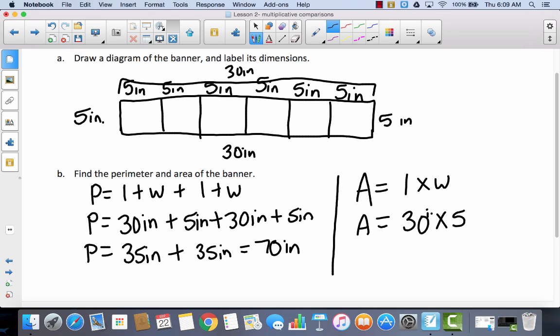And these are inches. Now, you might think, well, I can't do 30 times 5. Well, yes, you can, because you can think of this as 3 tens. 3 tens times 5 would be equal to 15 tens, which is the same thing as 150 inches. Okay, so we have a perimeter of 70 inches and an area of 150 inches. Okay? You're going to do some by yourself, so I hope that you're paying attention.